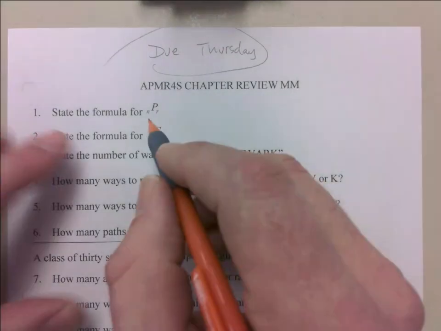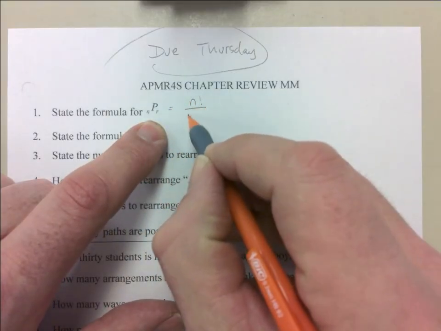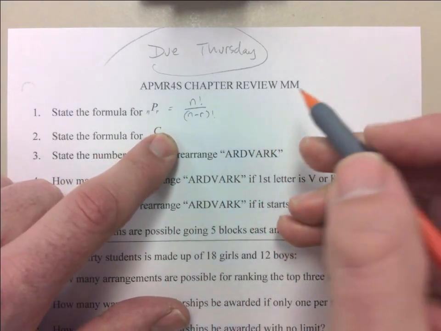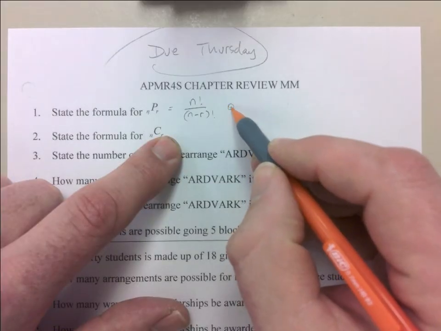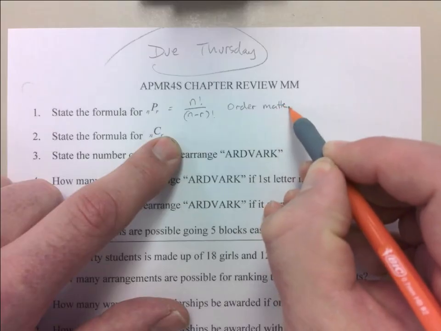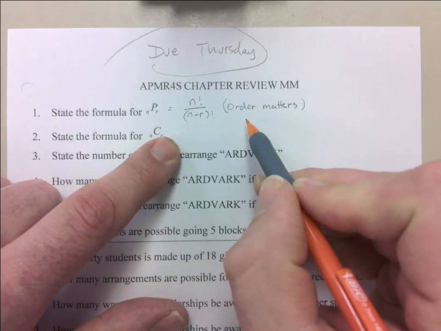So state the formula for nPr. That is simply n factorial over (n minus r) factorial. That's all you need to do there. You don't have to have this part, but when we're using permutations, order matters, right?